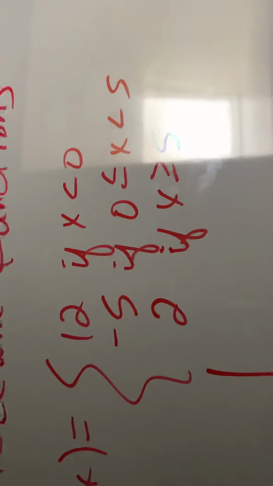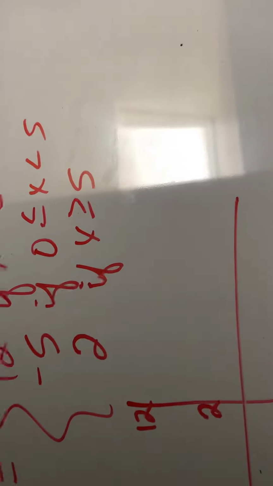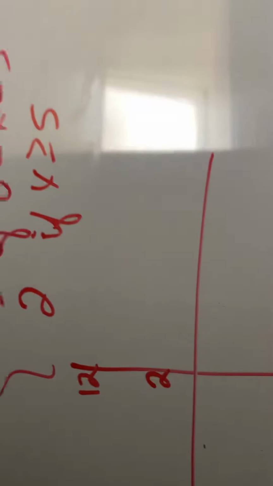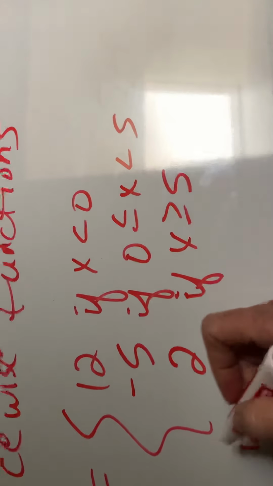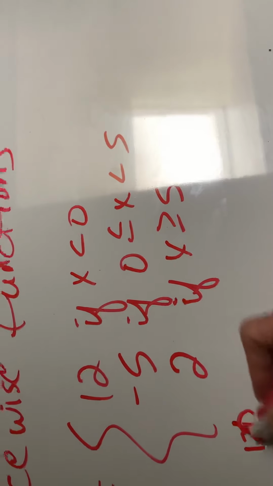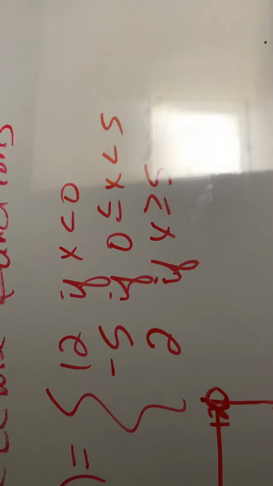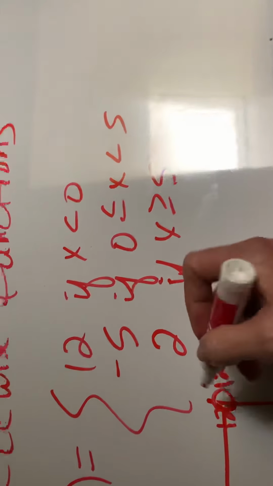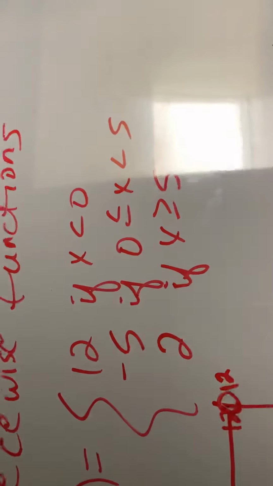So my only y's are 12, 2, and -5, so I'm going to put those on here. Now I've got to graph these things. So when y is 12, x is less than 0. So an open circle where x is less than 0, and I go less than 0. So my y is 12, and my x is less than 0, okay?